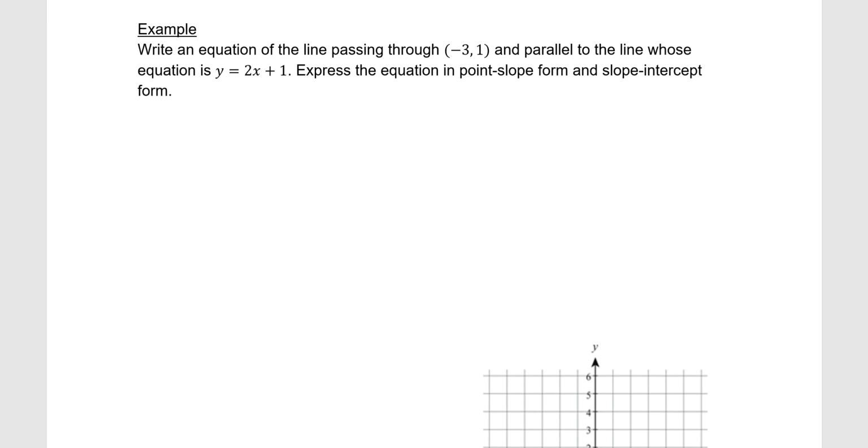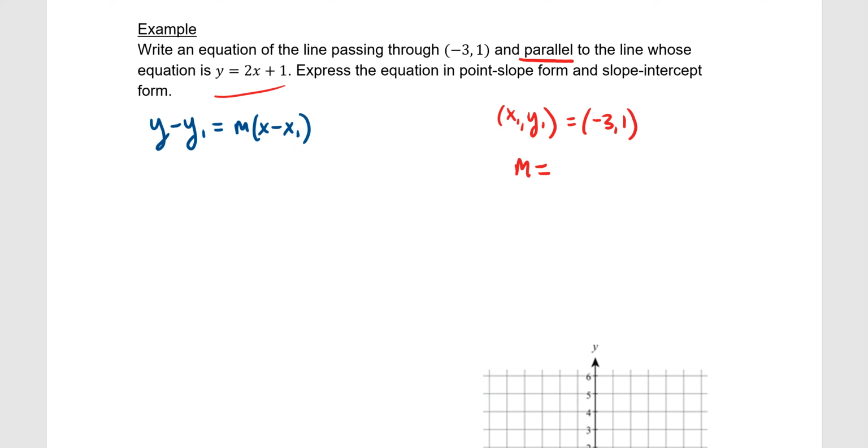Let's write an equation of the line passing through (-3, 1), and it's parallel to the line whose equation is y equals 2x plus 1. Okay, so let's go ahead and start with our point slope form for the equation of the line, which once again, that's typically what we start with for these. We are given a point, (-3, 1). That's our x1 and our y1. We are not given a slope, but we're parallel to this line. That means our line has the same slope as this one. This line has a slope of 2, so our line also has a slope of 2.